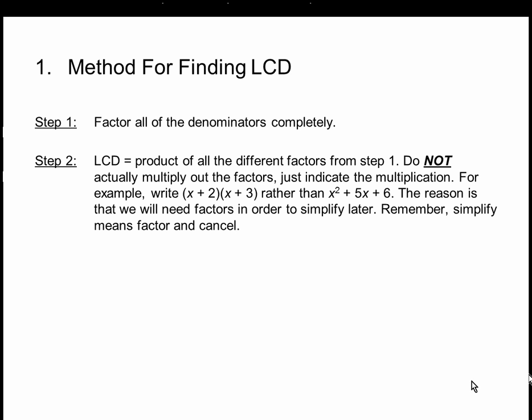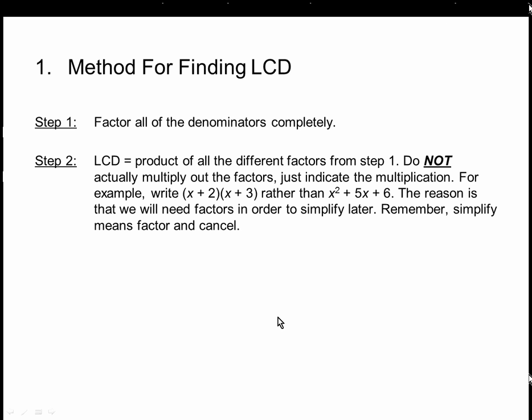Step 2, the LCD will equal the product of all the different factors from step 1. Now, do not actually multiply out the factors. Just indicate the multiplication. For example, write x plus 2 times x plus 3 rather than x squared plus 5x plus 6. The reason is that we will need factors in order to simplify later. Remember, simplify means factor and cancel. So again, the LCD is the product of the different factors from step 1.